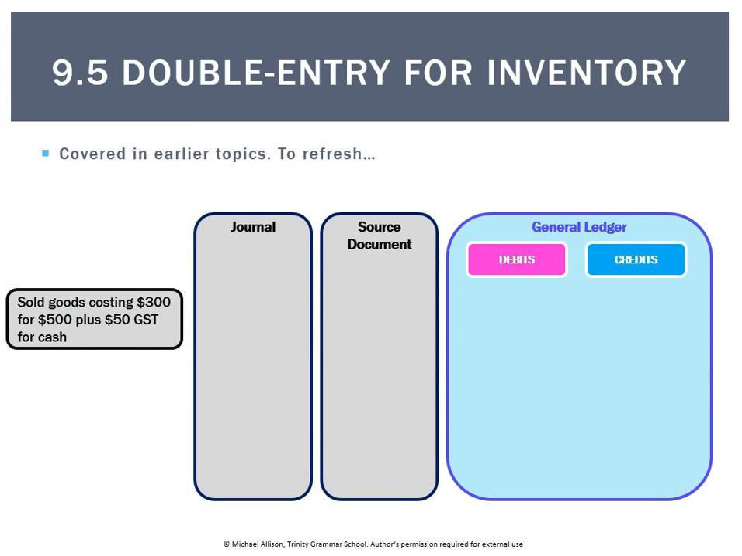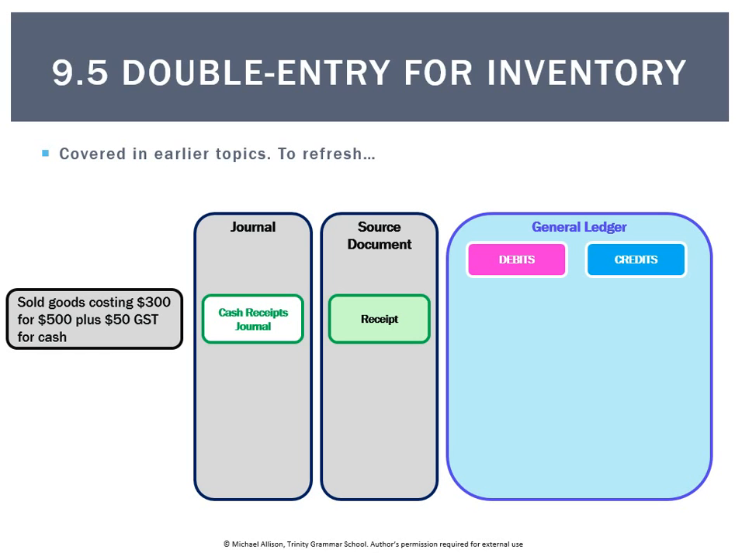Stock is also sold, so in this case we've sold goods costing $300 for $500 plus GST, and this sale has been made for cash. So what journal would cash sales go in? They go in the cash receipts journal. The source document our business has to prove this is a receipt, and then the debits and credits.